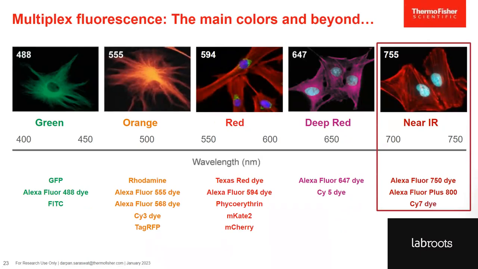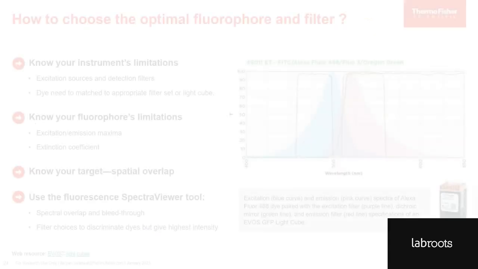You can also use dyes in the near-IR wavelength for your multiplex IHC experiment, like Alexa Fluor 750 dye, Alexa Fluor Plus 800, or Cy7 dye. But there will be a significant bleed through if you want to use red or deep red dyes. So it's not a good idea to use a near-IR dye as a fourth color if you are using red or deep red also in your experiment. If you really want to do this, you need a special multispectral imaging platform with spectral deconvolution functionality.